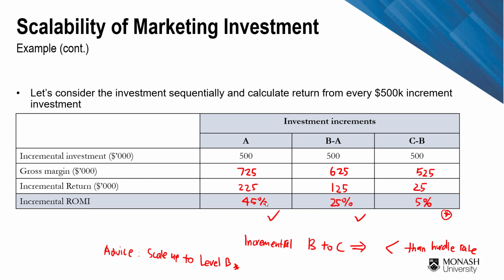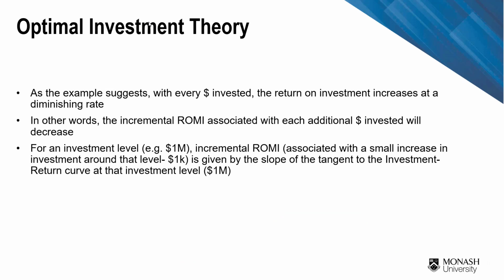Having said that, one concern is that you can see the declining incremental ROMI from 45 to 25. Hence, you might wonder, is investment level B actually worth it? So because of that, we really want to see the optimal investment. So in this case, we want to talk about the optimal investment theory.